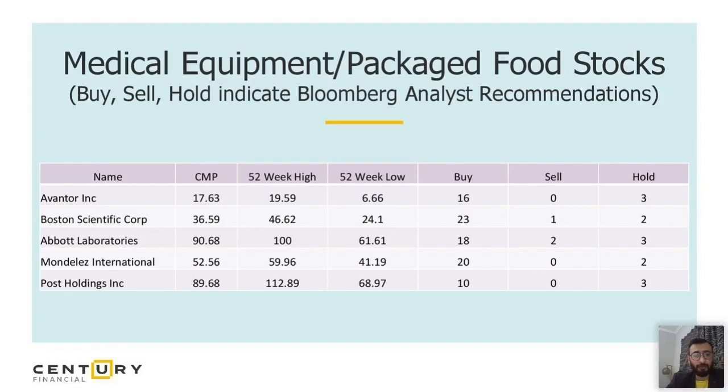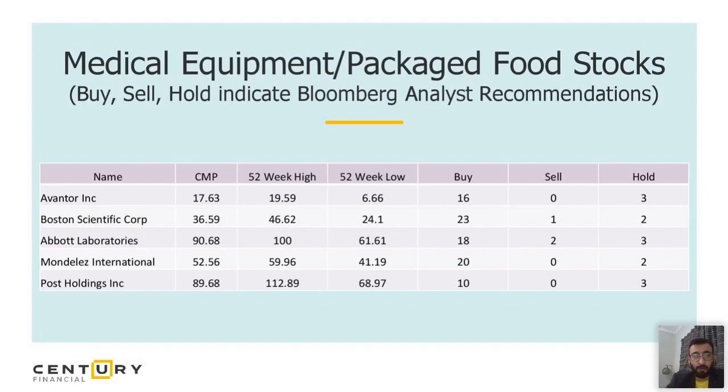For example, Boston Scientific: if you see $36 at the current market price, the 52-week high is 46 and the 52-week low is 24. Out of 26 analysts, 23 of them from Bloomberg have given a buy recommendation. One of them expects that it will go down. Two of them have suggested a hold.